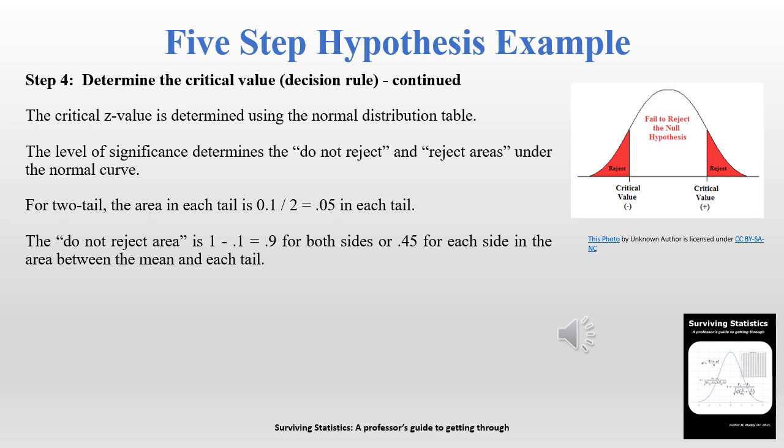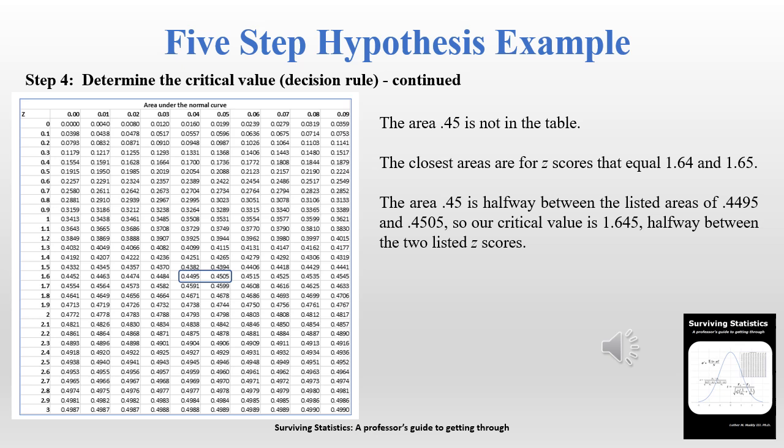Now we need to look up the area of 0.45 in the standard normal distribution table to figure out what the critical z-score is going to be. So we've determined that we're looking for an area of 0.45. We examine the standard normal distribution table and we notice that it's not there.